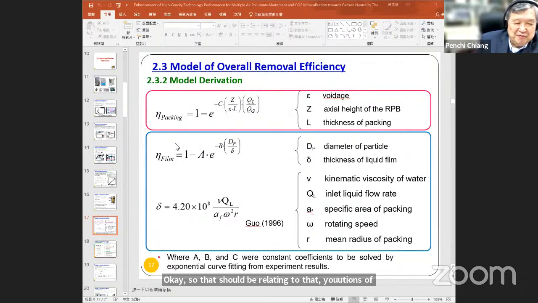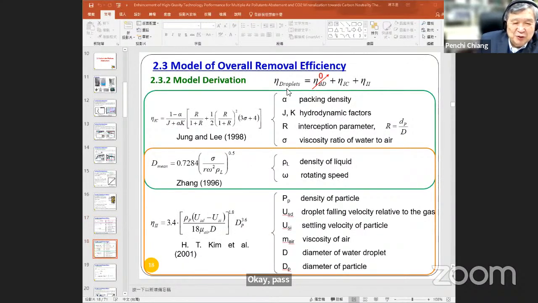For the film, you have to estimate the particle diameter shown here. On the other hand, you also have to estimate the thickness of the liquid film, based on those formulas shown here. Once again, we have to estimate the amount of the droplet that can be removed through the high G process. This is the theoretical model based on these parameters, and this is the factor we can use to estimate the amount of particulate removed by the droplet process.